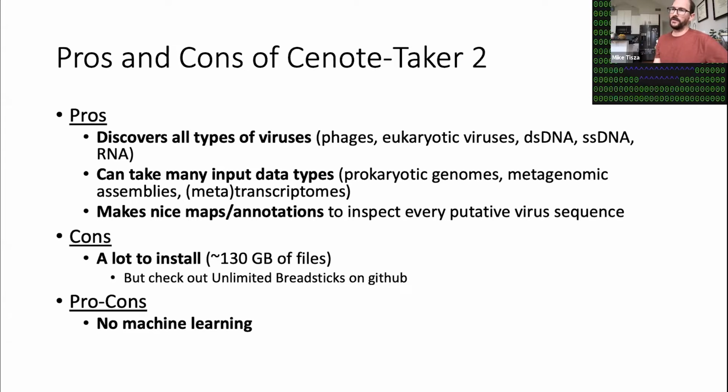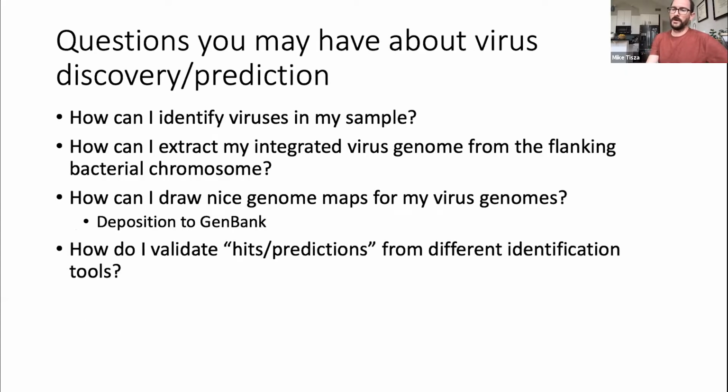The cons are it's a lot to install. It's like 130 gigabytes of files that you need to install. You probably need an HPC to do this. But you can use the submodule called Unlimited Breadsticks on GitHub, and that's much smaller, and it's more based on the discovery part of it. And there's a pro/con, I'm not really sure which, which is that it doesn't use machine learning. I think it's a con because a lot of smart people have figured out machine learning, and they're using it to find really interesting things. And I think it's a pro because I don't know how to use machine learning, and I'd probably screw something up. So I use a different strategy, which I'll talk a little bit about in a couple slides.